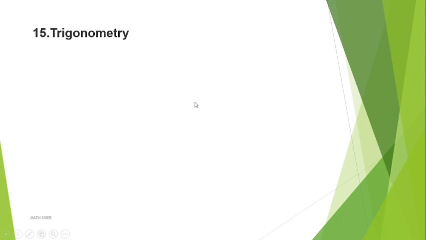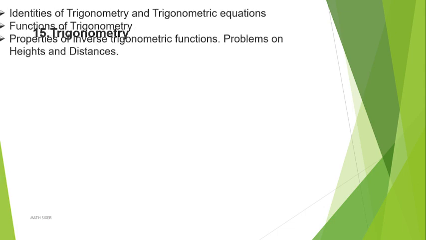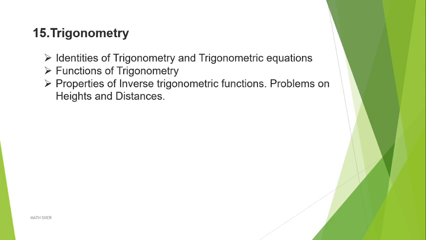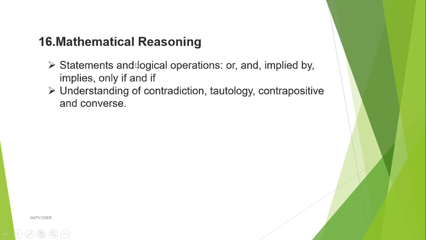And of course, one of the very important things is trigonometry in mathematics. In this, identities of trigonometry and trigonometric equations, and next we will study the functions of trigonometry and properties of inverse trigonometric functions, and problems on heights and distances. Next, mathematical reasoning. Of course, everyone has this. Statements and logical operations: implied by, implies, and if and only if. And understanding of contradiction, tautology, contrapositive and converse, and many things are there in this. And of course, a very easy thing is this one.